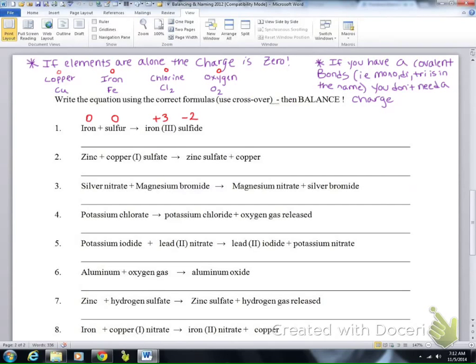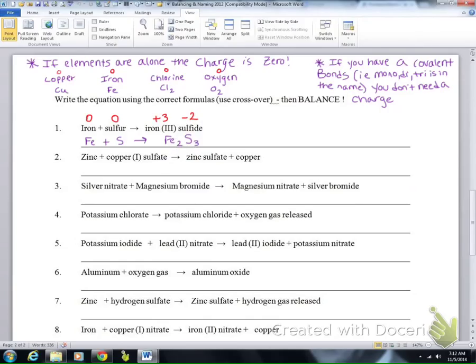So now, iron is a metal by itself, so it's a 0 charge. Sulfur, an atom by itself, also a 0 charge. Iron 3 is telling me it's a +3 charge. Sulfide is a -2 charge. So now when I write my chemical formula, it would look something like that. Here I'm just crossing over the charges like we worked on in the last unit.